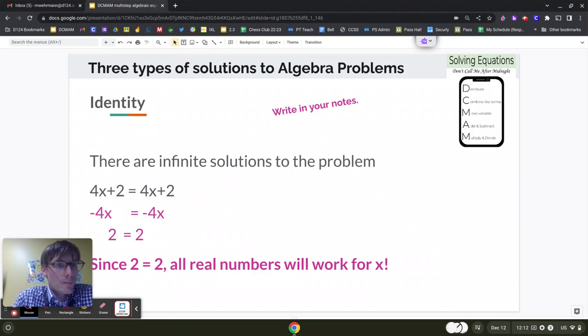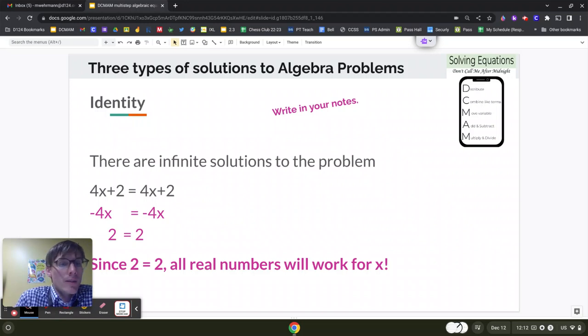We could try it with 0. 4 times 0 plus 2 is 2. 4 times 0 plus 2 is 2. 2 equals 2. It works. We could try x equals 3 and go on and on and on. It doesn't matter what we choose for x. It can be negative, it could be a fraction, any type of rational number. We will still get 2 equals 2 in this, or we'll get that all real numbers work. Okay? So infinite number of solutions.